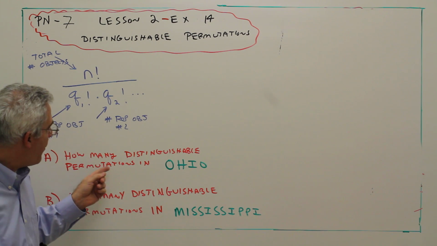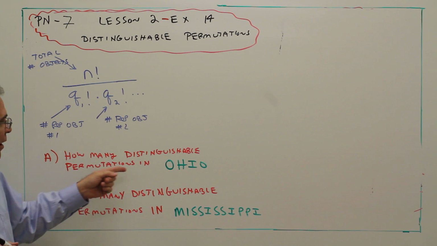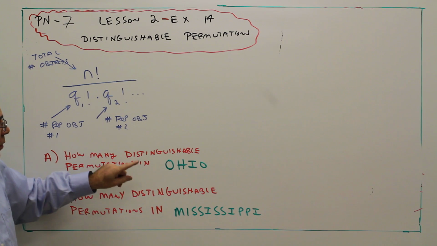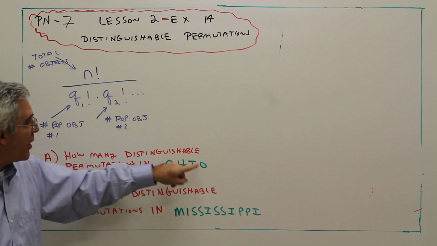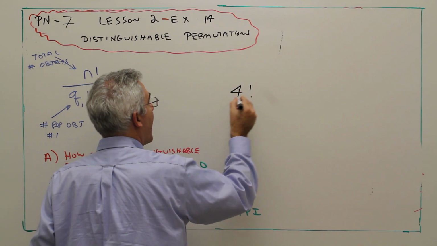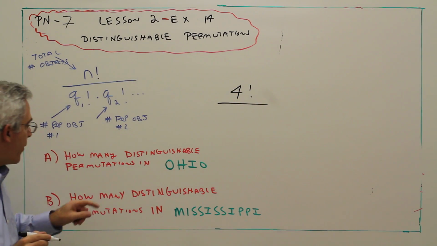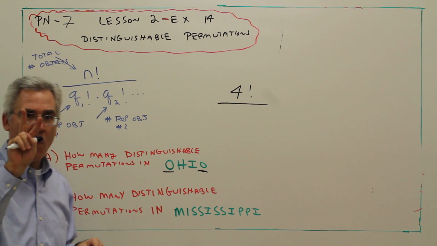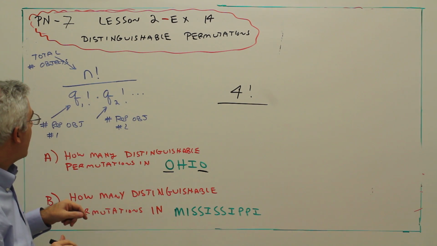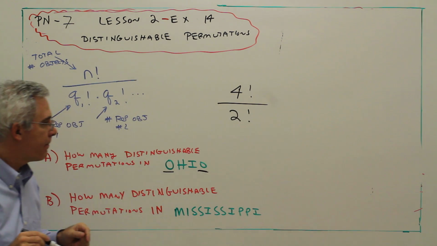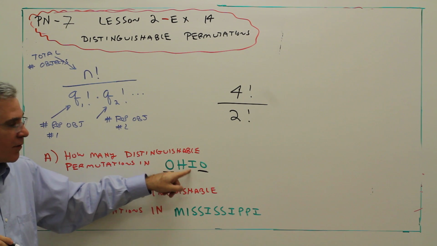Okay, how many distinguishable permutations are there in Ohio? Okay, let's use this formula. 1, 2, 3, 4 total objects. So it's going to be 4 factorial over, I've got the O repeated twice, so that's going to be a 2 factorial. Okay, this is just once and once.